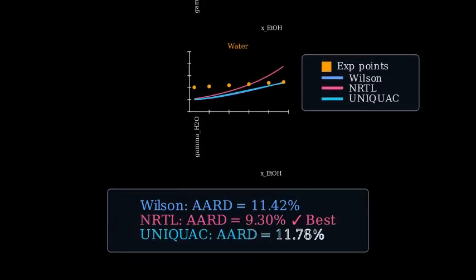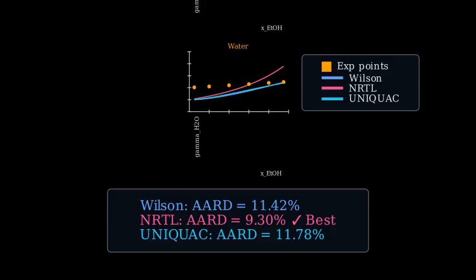Statistically, the average absolute relative deviation summarizes fit quality across both components. Here are the numbers we obtained. Wilson AARD equals 11.42%. NRTL AARD equals 9.30%. UNIQUAC AARD equals 11.78%.